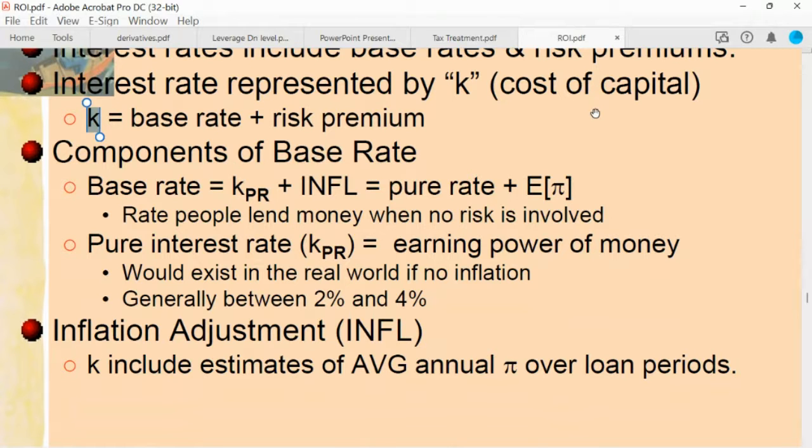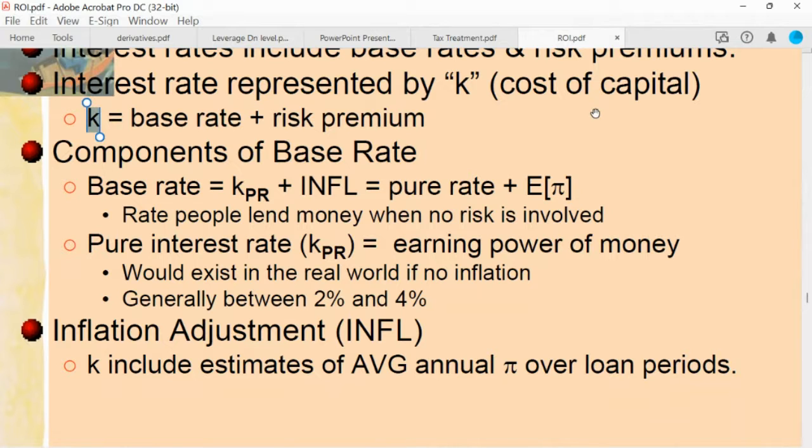Cost of raising capital. There are only two types of capital, either debt or equity, right? We're not talking about equity just yet because equity is stock. We're going to be talking about stock later.